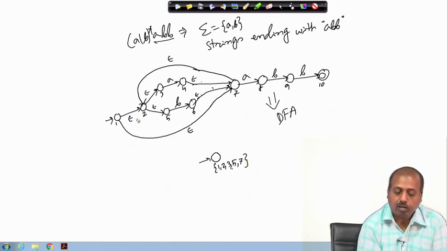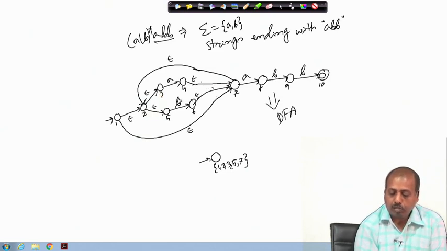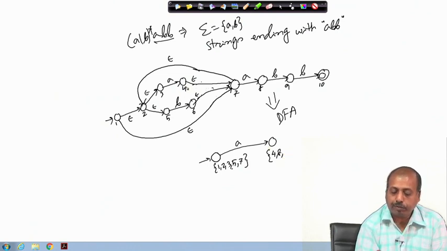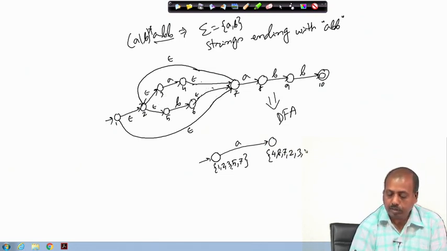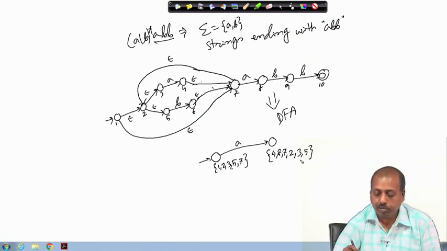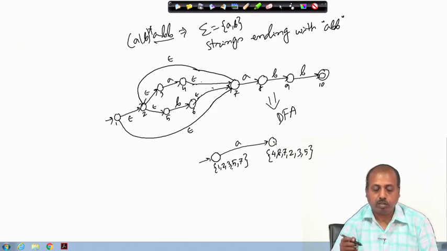Now, from here on getting A, from 3 you can go to 4, and from 7 you can go to 8. So, I can say that on A I can go to a state consisting of the states 4, 8 and their epsilon closure. Now, from state 4 on epsilon you can go to 7, and from 7 you can come to 2, from 2 you can go to 3 and 5. So, this way you can go on constructing the further states on different symbols A and B.